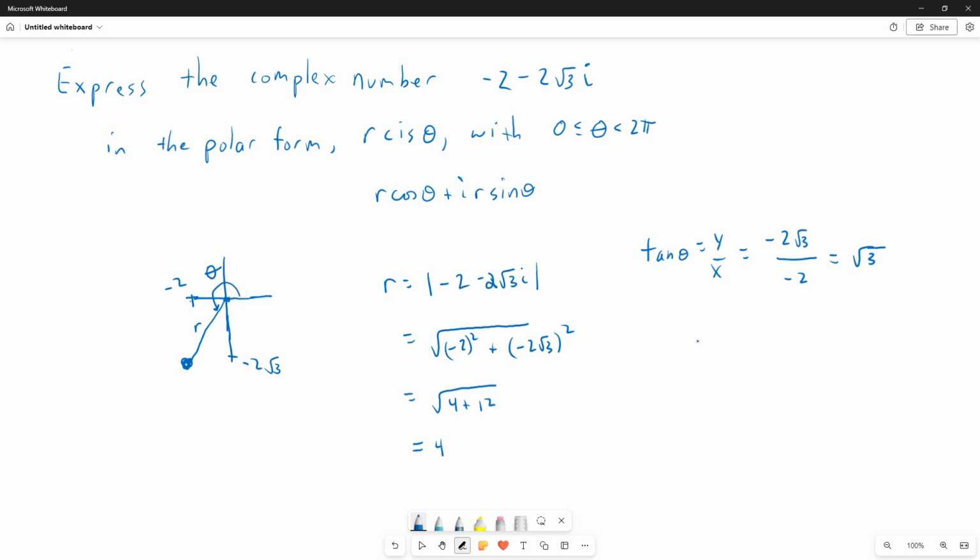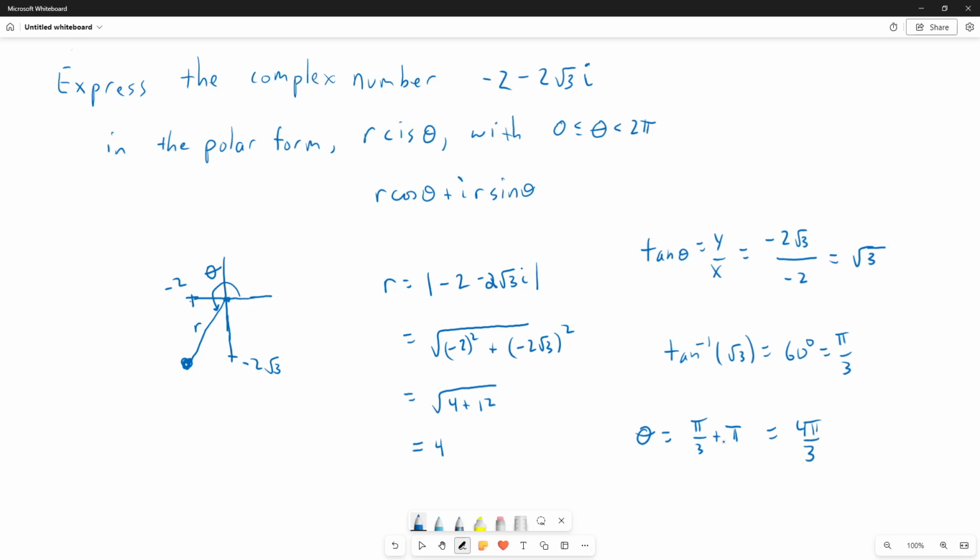and that means that if we do the inverse tangent of the square root of 3, we'll get an angle in the first quadrant corresponding to 60 degrees, or in radians, pi over 3. That's not the angle we like because our complex number is in the third quadrant, so our angle is a modification of this. It's pi over 3 plus 180 degrees, or pi radians, which is 4 pi over 3.